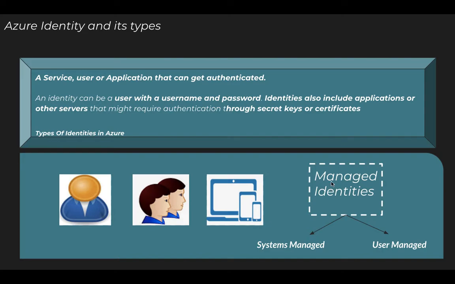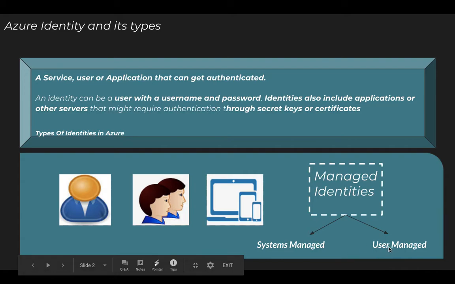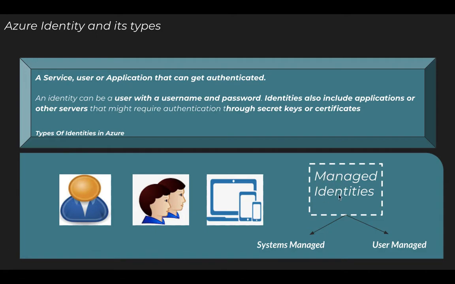Then we have managed identities within Azure. That is the concept we need to understand. With managed identities, there are two types: one is system managed and the other is user managed identity. Before digging into the details of system managed and user managed, we need to understand the pain points: why do we need these identities, because we were already having users, groups and all these things? So what is the concept of managed identity and why do we need it?